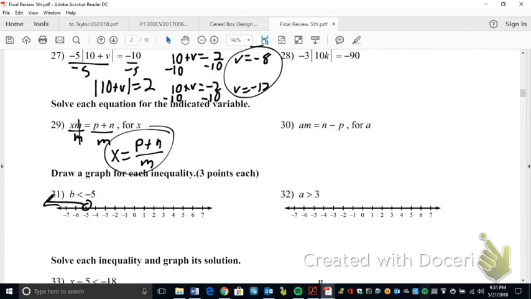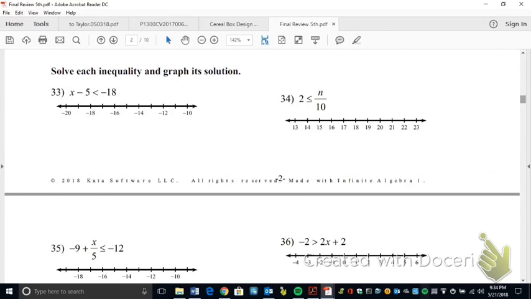How do I know to draw the arrow to the left? Because it's b is less than negative 5. Okay, if the arrow is pointing at the variable, it goes to the left. If it's pointing away from the variable, it's going to go to the right. That's simple. So next, we're going to deal with some simple inequalities.